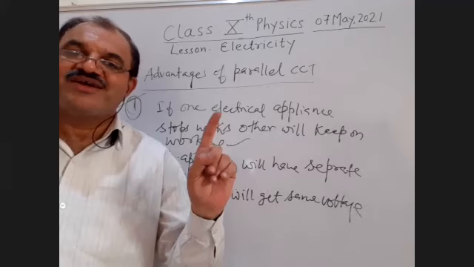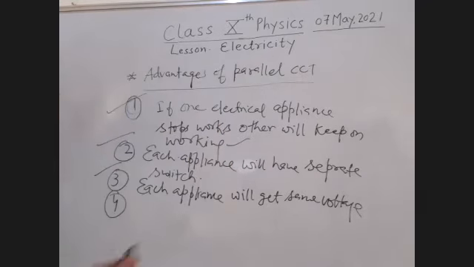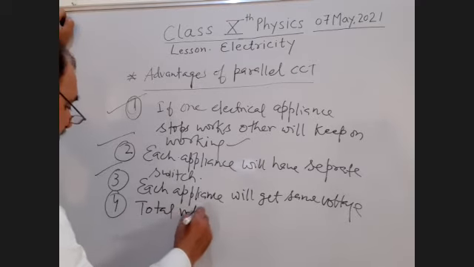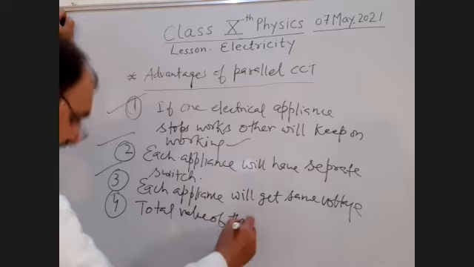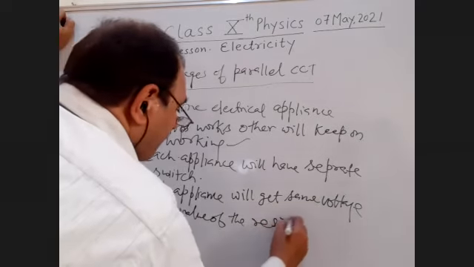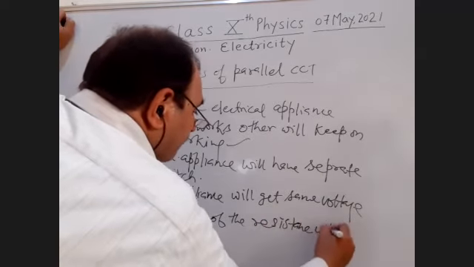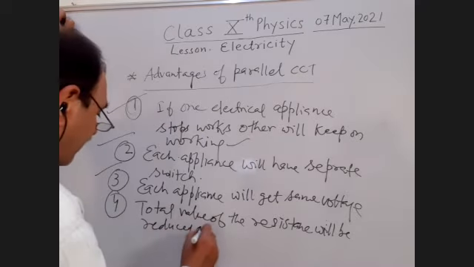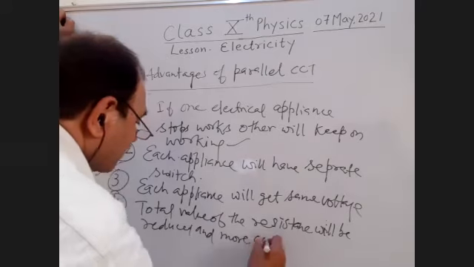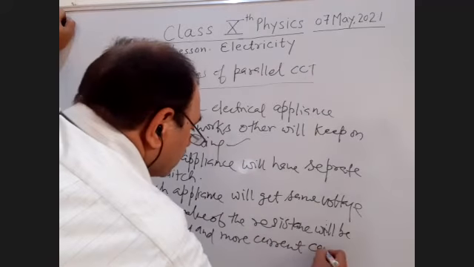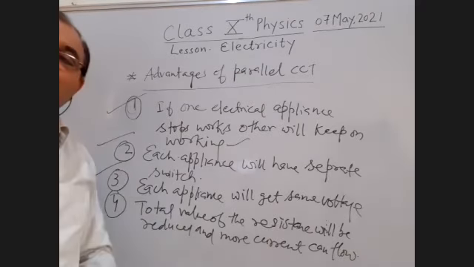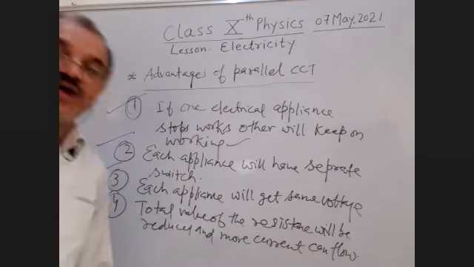Is it clear, student? Now the advantage will be, the total value of the resistance will be reduced, and more current can flow. Is it clear, students? In your book, only 4 are given.